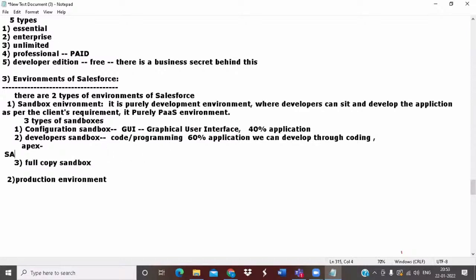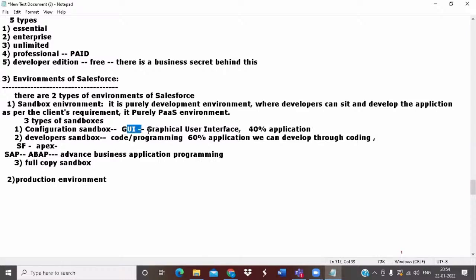Does anyone know the SAP company name? SAP company, one of the programming language names is called ABAP. What does ABAP stand for? Advanced Business Application Programming. Just like the SAP company has a programming language, the Salesforce company's proprietary language is called Apex. Using Apex language, we can develop the application programmatically. 60% of application you can develop through coding, and 40% through GUI.